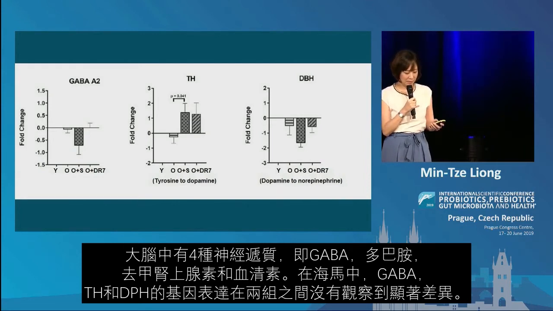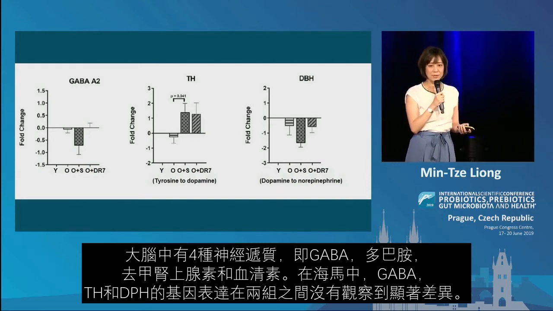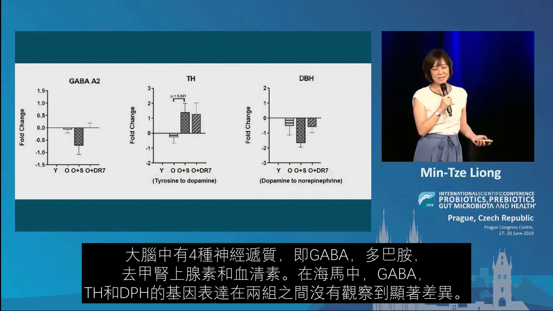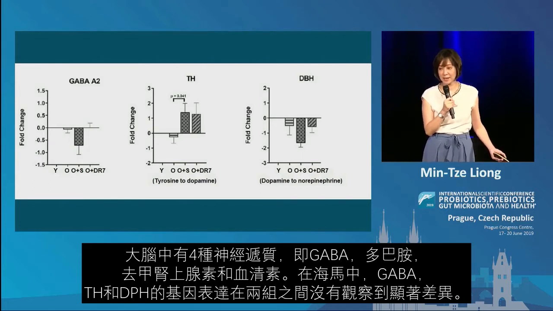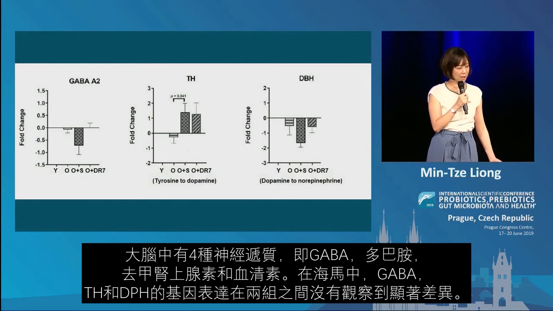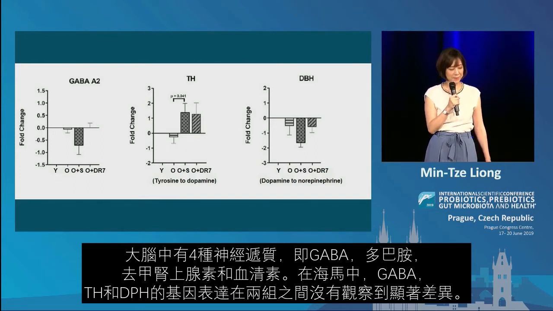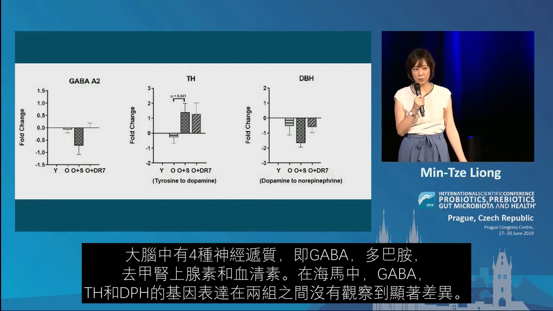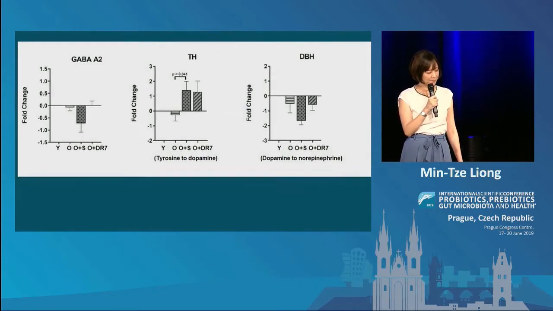So we tested one by one. These are gene expressions of the hippocampus. We didn't see anything significant in terms of our strain for GABA, TH, and DBH. TH is the enzyme that converts tyrosine to dopamine, and DBH is the enzyme that converts dopamine to norepinephrine or noradrenaline. So we didn't actually see any effect.